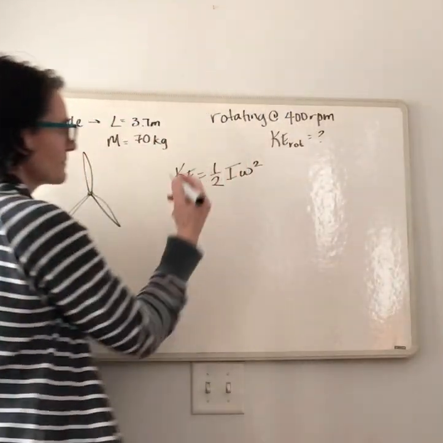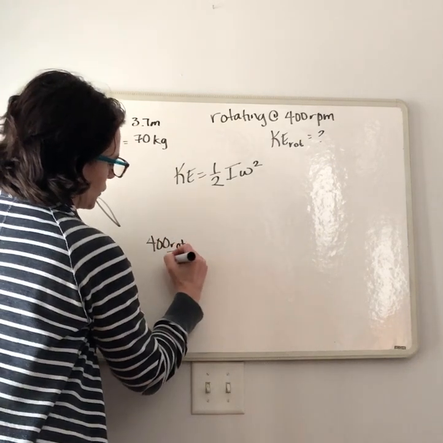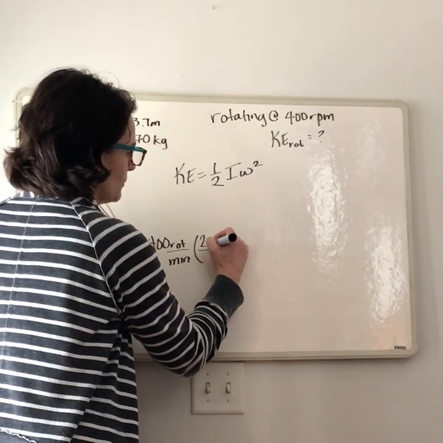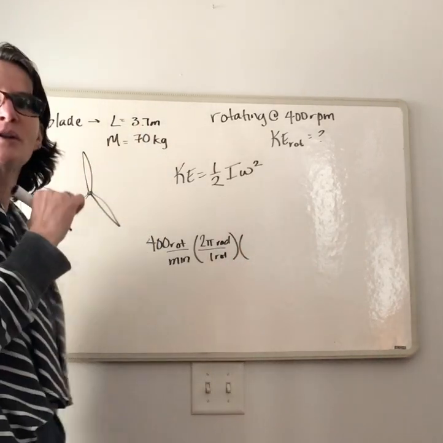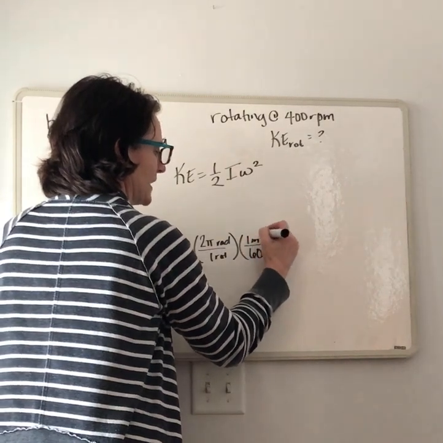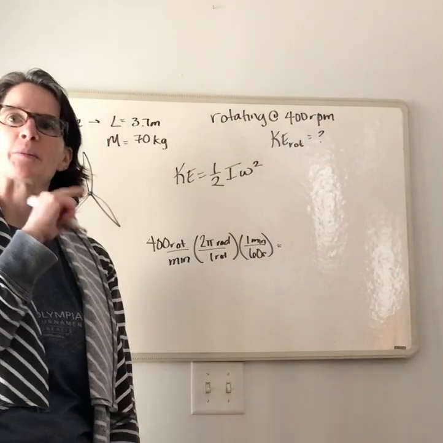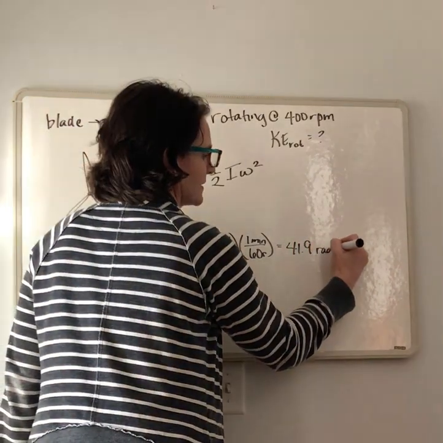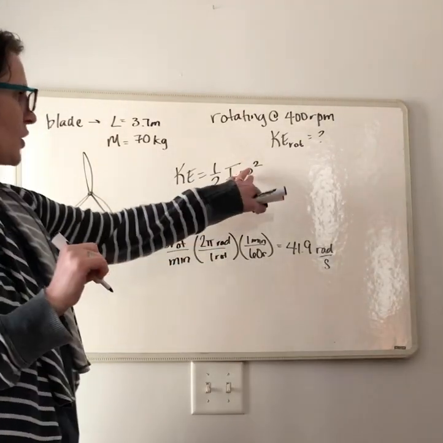We have a rotational rate of 400 rotations per minute. We know that in one rotation we have 2 pi radians, and of course we know that there are 60 seconds in 1 minute. So if I determine my angular velocity in radians per second, I get 41.9 radians per second for my omega. That's going to go into that relationship.